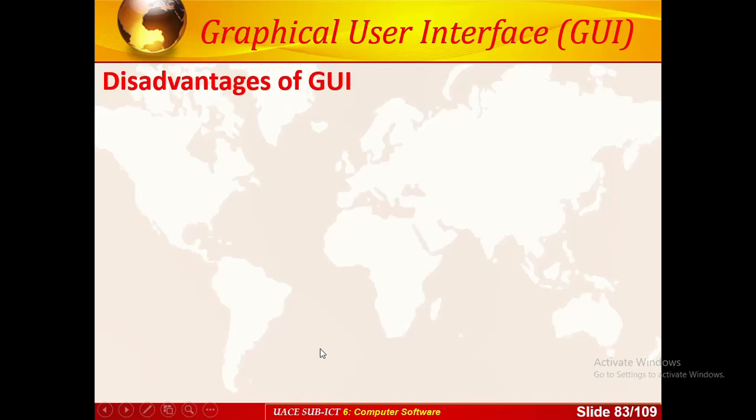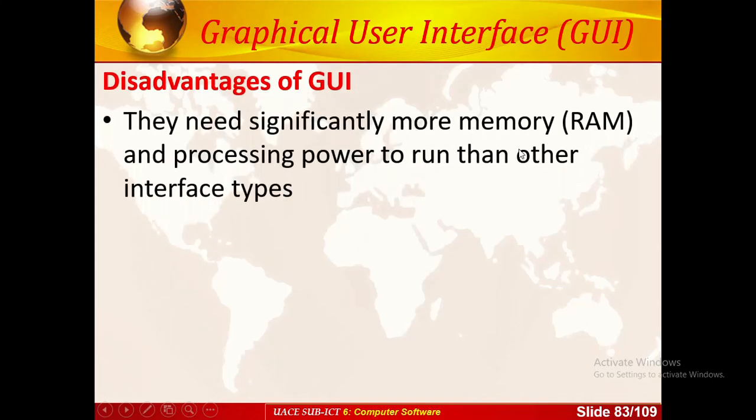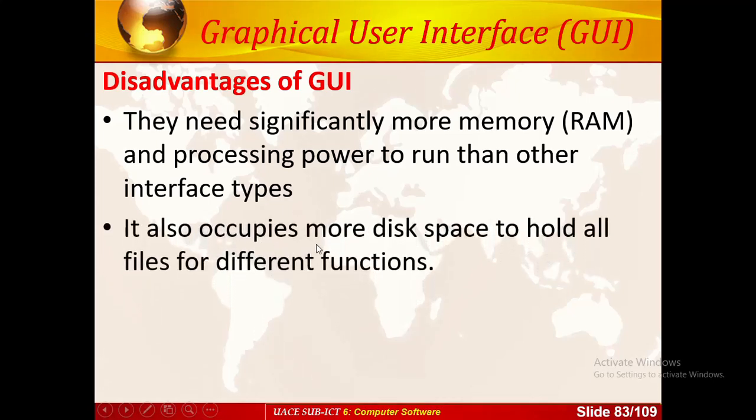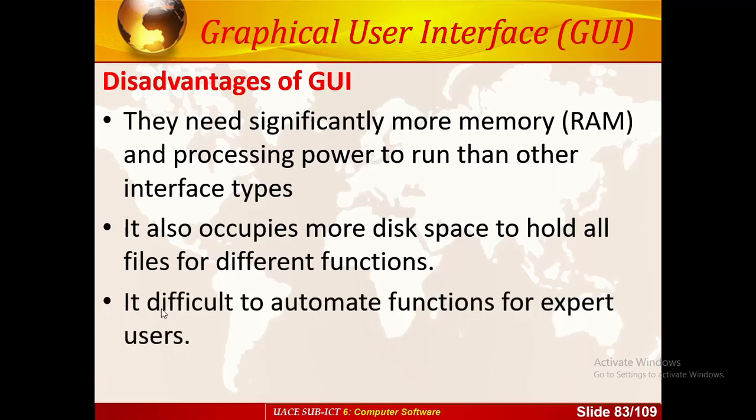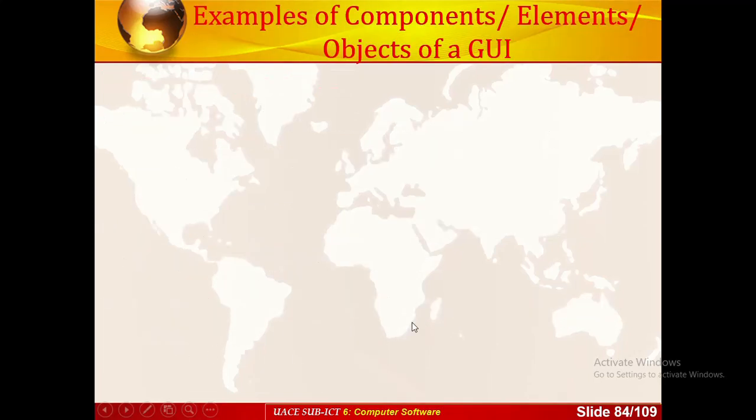Then we have disadvantages. They need significant memory, that's the RAM, and processing power to run compared to other interface types. Actually, because it contains a lot of icons, programs already are heavy, then it requires a lot of RAM and processing power for it to run very well. It also occupies more disk space to hold files for different functions. That means you also require enough SSD and maybe hard disk HDD. So that is what we call the storage. It is difficult to automate functions for expert users. It will be hard for some of them.